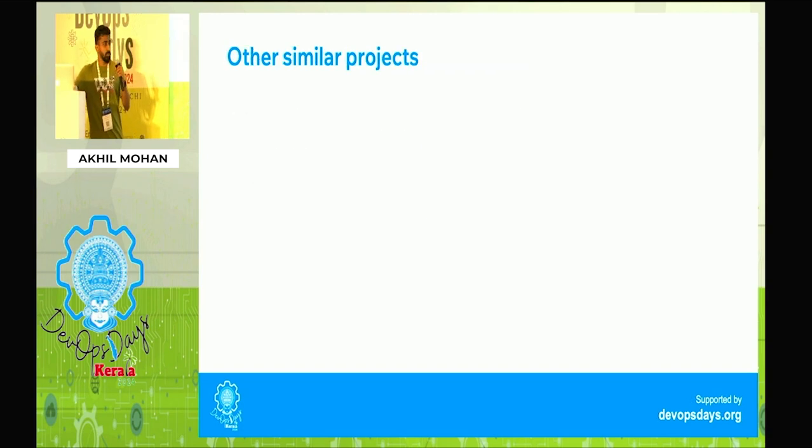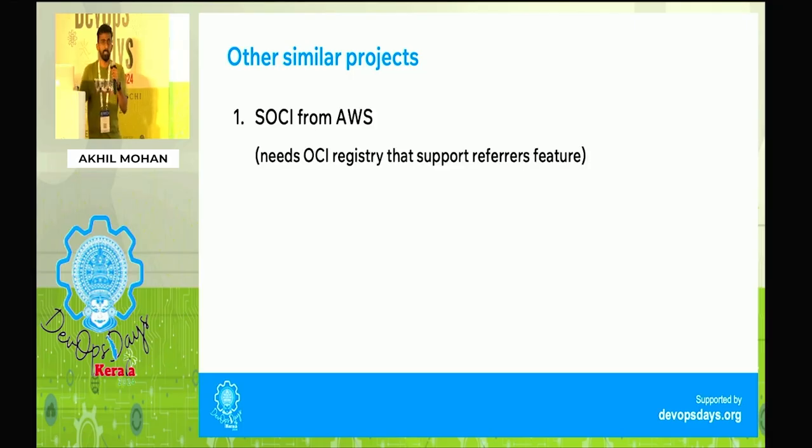There are also a few other projects from other companies and containerd that make use of lazy pulling or the seekable format. One is SOCI, seekable OCI, developed by AWS, which is comparable to the stargz format. But for this, you need support from the OCI registry also. The advantage of using stargz is that your existing registry can work as is and provide you the stargz image.